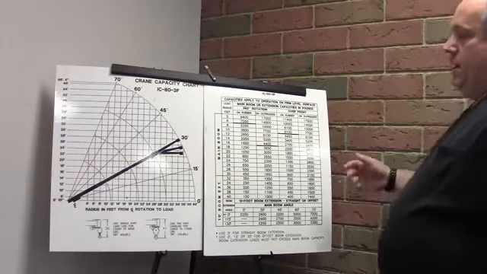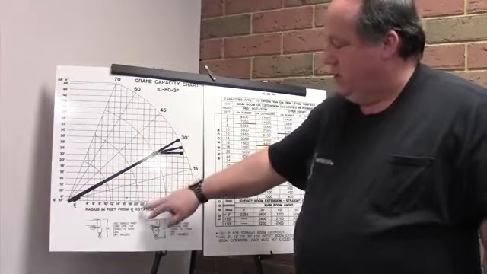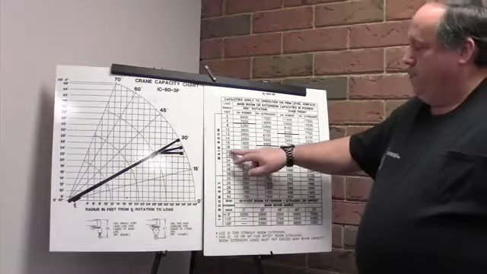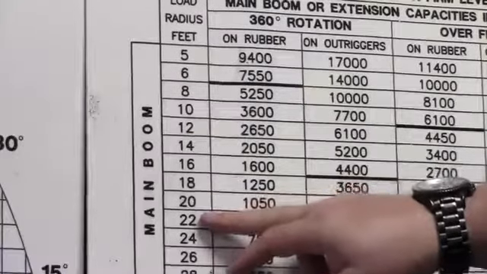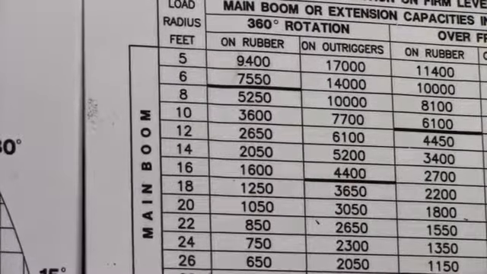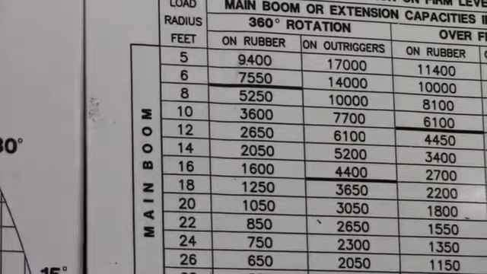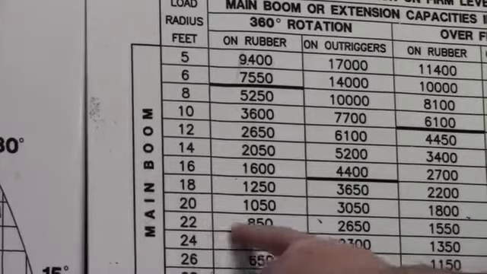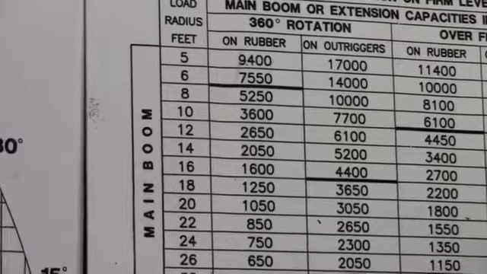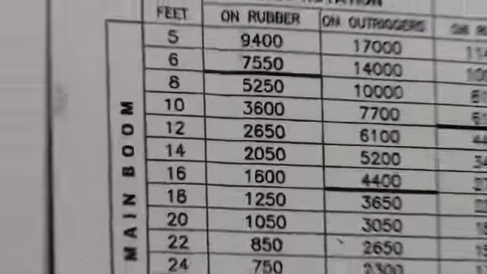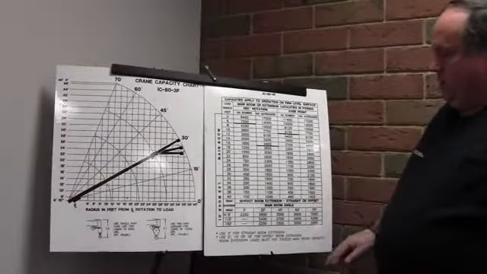And so once you've calculated that radius, 26 feet, if you only had one boom section out instead of two extended, you would be at 21 feet. And here, if I'm at 21 feet, there is no 21-foot space on the load chart. You have 20 and 22. So whenever your radius falls in between two spaces on the load chart, you always go to the next higher one. For a 21-foot radius, I would use a 22-foot rating. And so on rubber, I would have a capacity of 850 pounds, and on outriggers, I would have a capacity of 2,650 pounds.